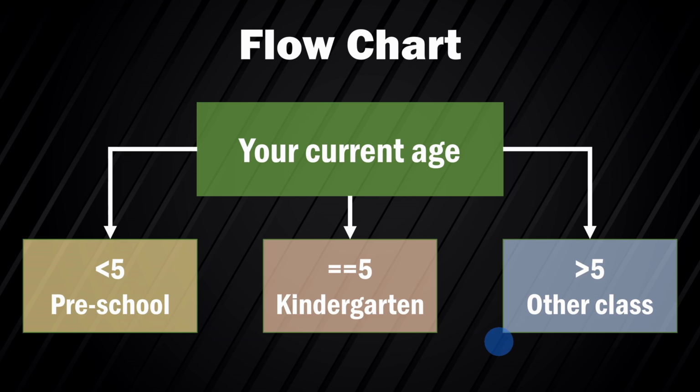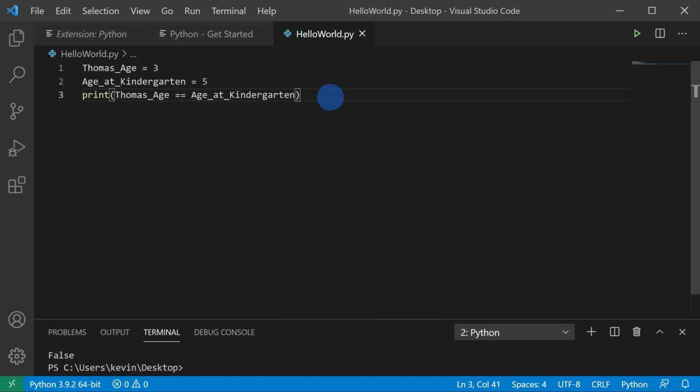So let's jump back into Visual Studio Code and let's look at how we can use this. Back in Visual Studio, I'm going to delete this last line, and I'll keep these two variables, the one with Thomas's age and the other one with the age at kindergarten. And I'll enter down a few lines. Once again, the white space doesn't matter, so don't worry, you could enter down a few lines.